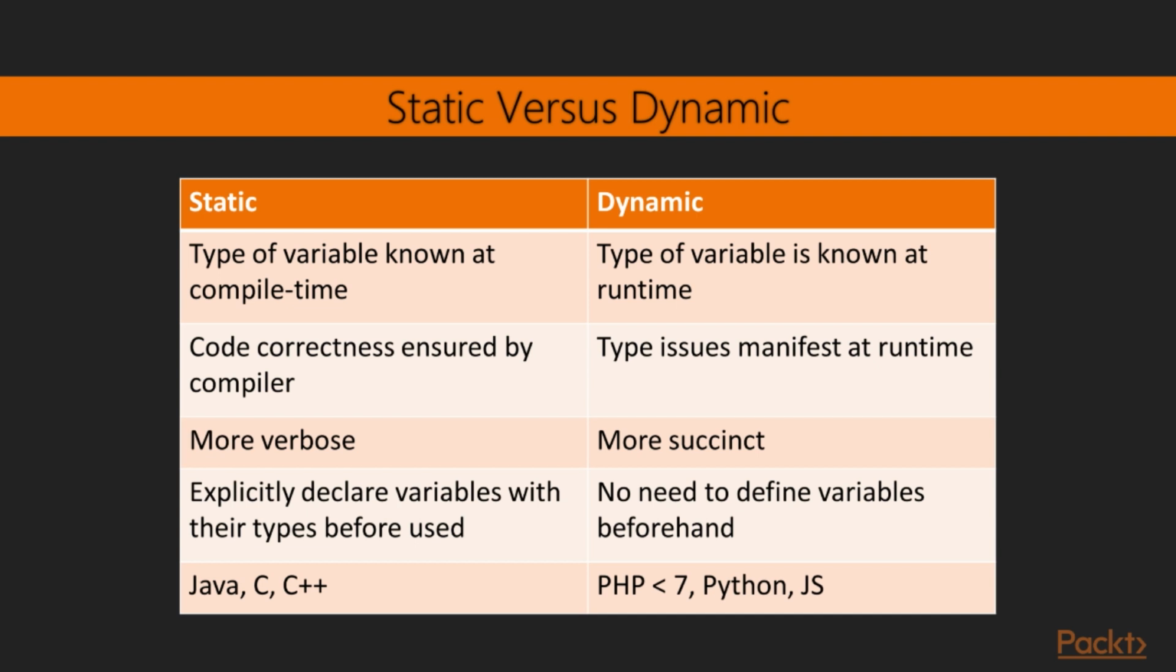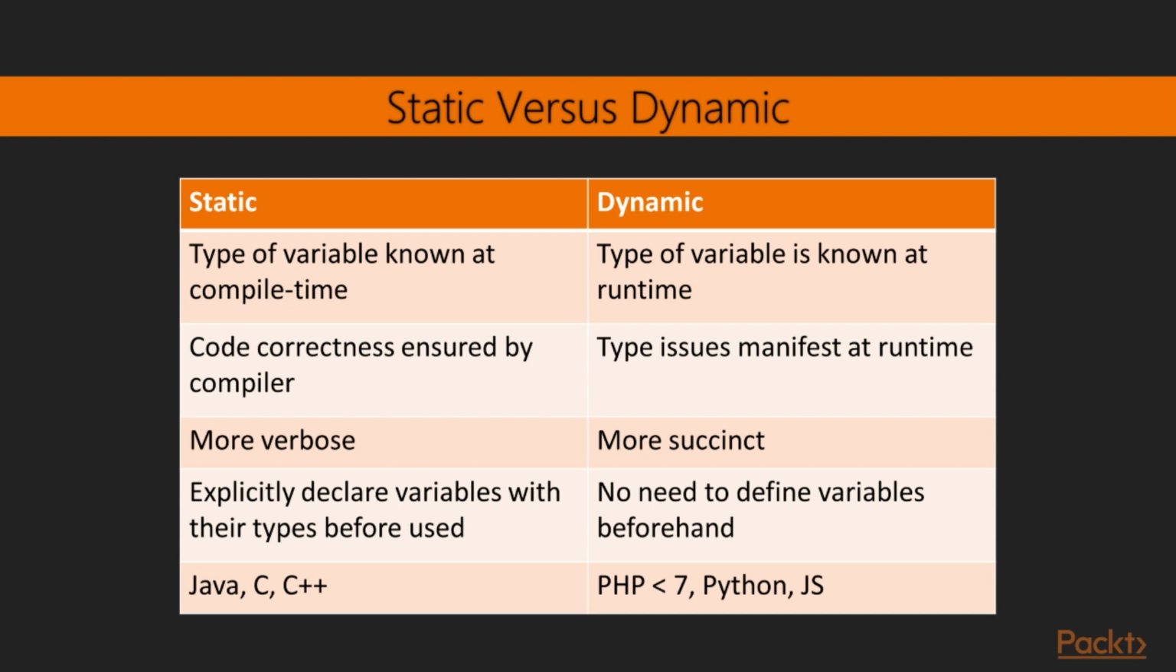But in a statically typed language, the type of a variable is always known at compile time, versus in a dynamic language where the type of the variable is really given to it at runtime depending on the conditions and how it's running. Code correctness is ensured by the compiler in statically typed languages, and this is something that's really powerful because this means that the compiler is always making sure that the information you're passing into functions obeys and follows the type restrictions.